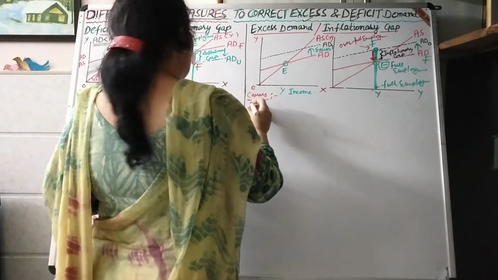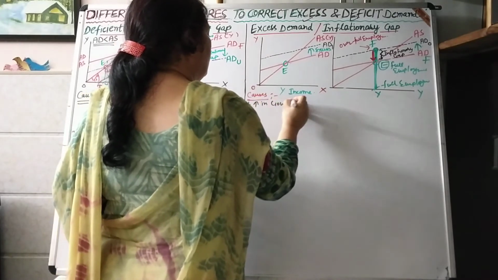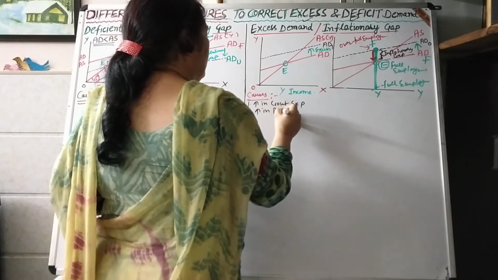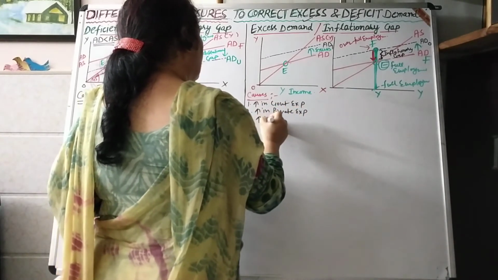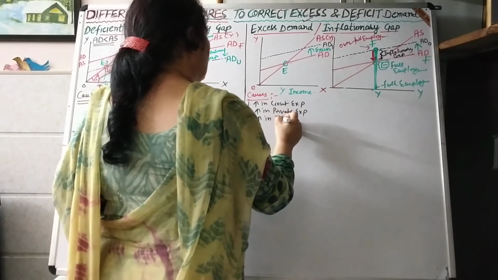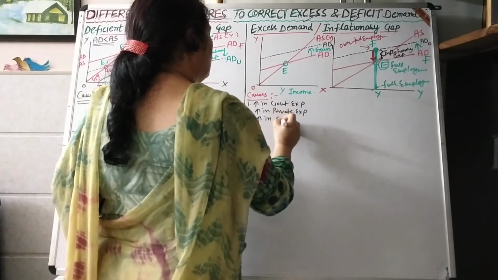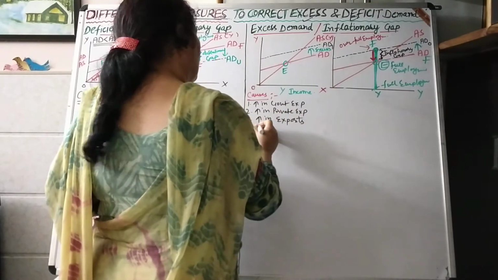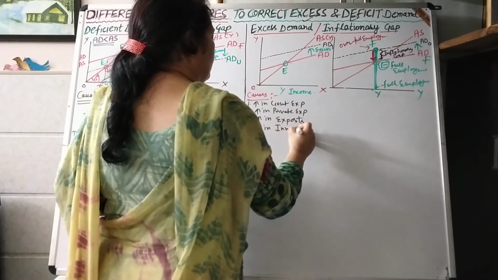Number 1, there is increase in government expenditure. Number 2, increase in private final consumption expenditure. Number 3, increase in imports, increase in exports. Number 4, increase in autonomous investment.